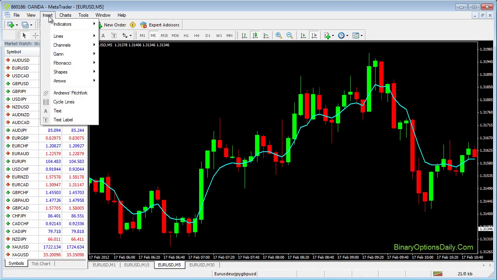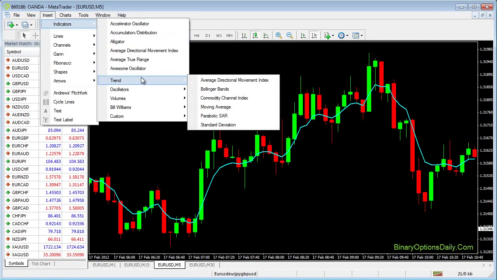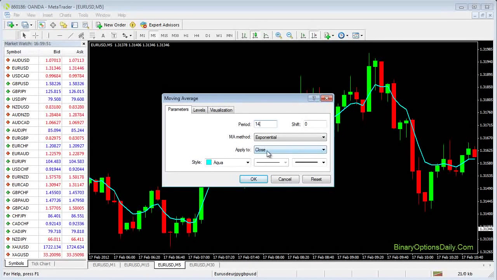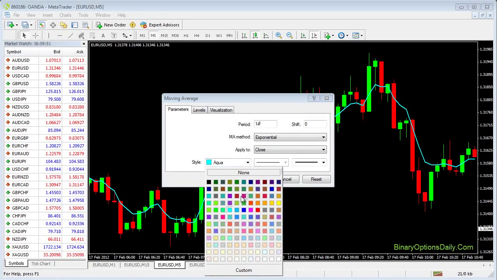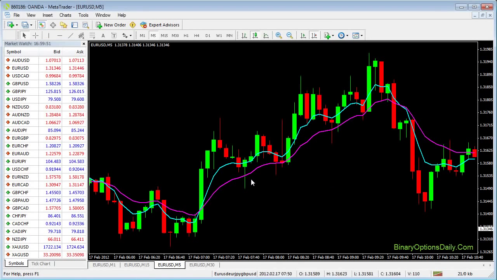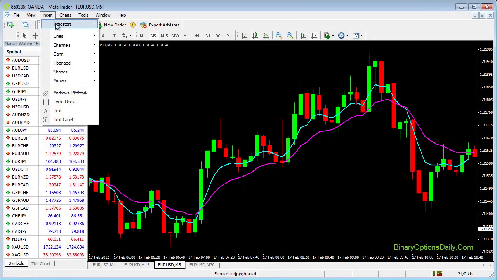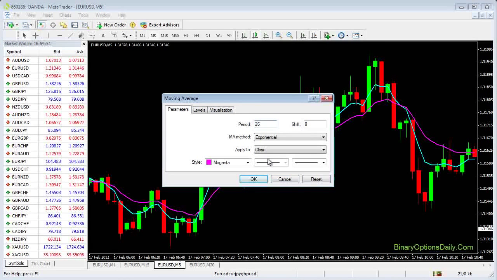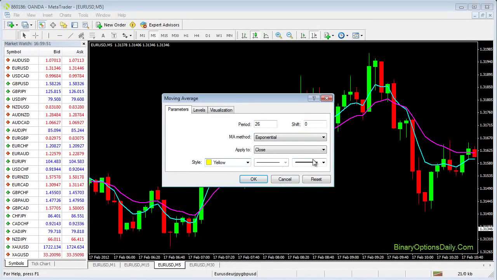Now we need to add 2 more, so we're going back to indicators, trend, moving average, and the next one is going to be a 14-period moving average. I'm going to be using a magenta line for this one. Again, these are all exponential and applied to close. So we're going to click OK. And we need to add 1 more. So we're going back to indicators, trend, moving average. This one is going to be a 26-period moving average, exponential applied to close. I'm going to choose yellow for this color and make this one just a little bit bigger, and click OK.